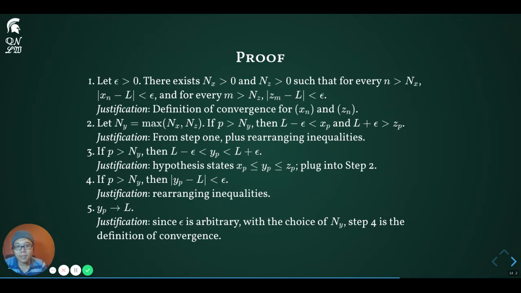So if we set n sub y to be the larger of n sub x and n sub z, if an index p is greater than n sub y, it has to be larger than both n sub x and n sub z. So by the previous step, we know that for the index p, the terms x sub p and z sub p are both within distance epsilon of L.